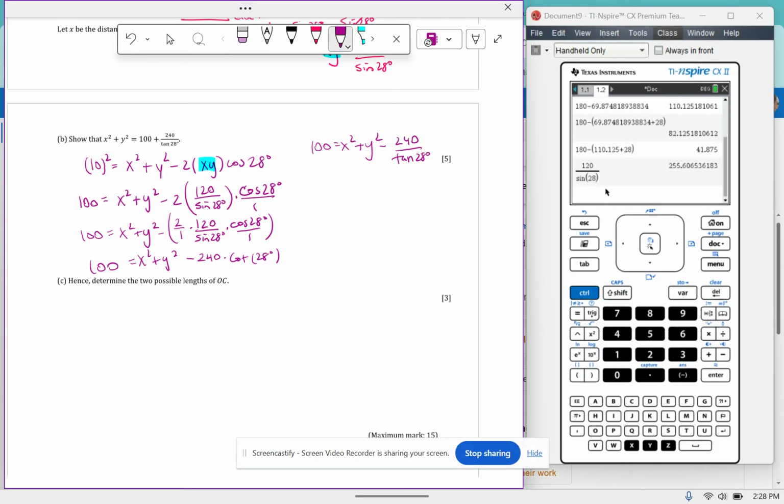Oh my goodness. Okay, yes, I'm getting there. It looks like I just need to move this guy over to be with the 100, and then I'm good. So I've got x squared plus y squared equals 100 plus 240 over the tangent of 28. Yes, I've done it. So I showed that x squared plus y squared equals 100 plus 240 over the tangent of 28. Phew! All right. Now I'm going to determine the two possible lengths of OC.